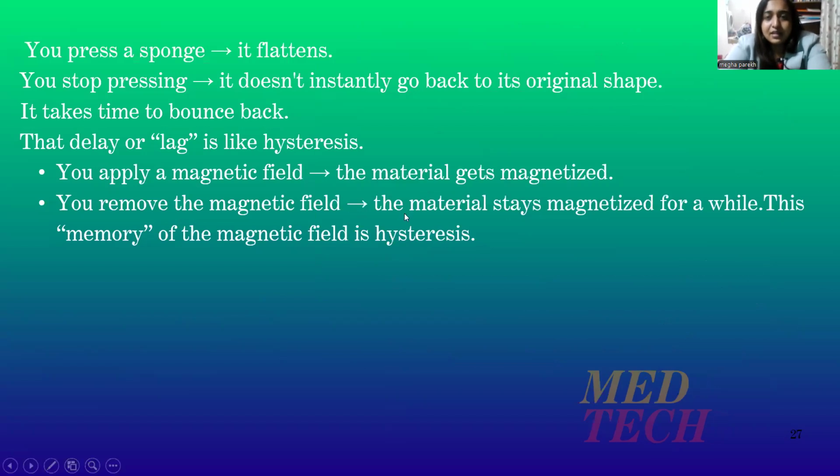We can understand this concept by the example of a sponge. When you press a sponge, it flattens. You stop pressing, it doesn't instantly go back to its normal shape, but it takes time. It bounces back. That delay is called lag. It is similar to hysteresis. When you apply the magnetic field, the material gets magnetized. When you remove the magnetic field, the material stays magnetized for a while. This memory of the system is called hysteresis.